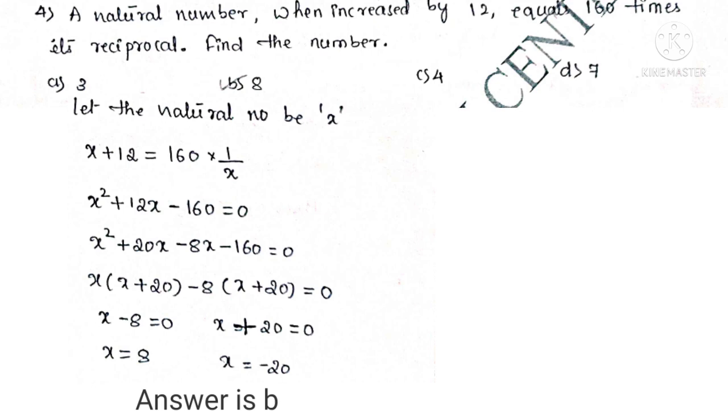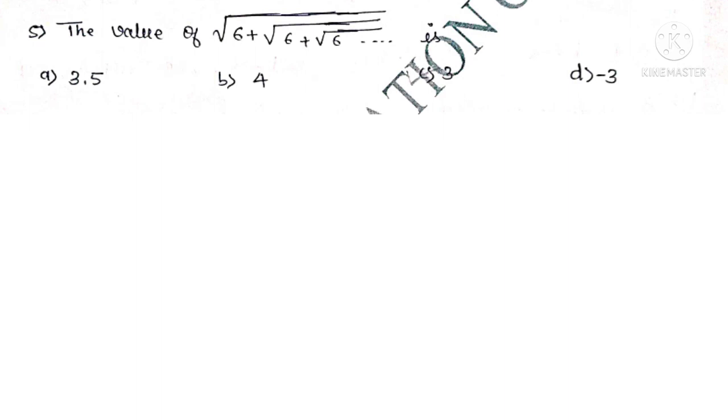Here they said that the number is natural. Therefore, we consider 8 as the answer. Therefore, option B is the right answer. Let us consider the next problem. The value of root 6 plus root 6 plus root 6, it goes on, is: option A 3.5, option B 4, option C 3, option D minus 3.